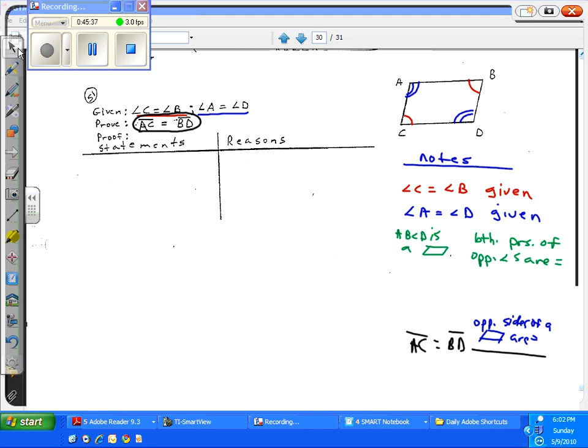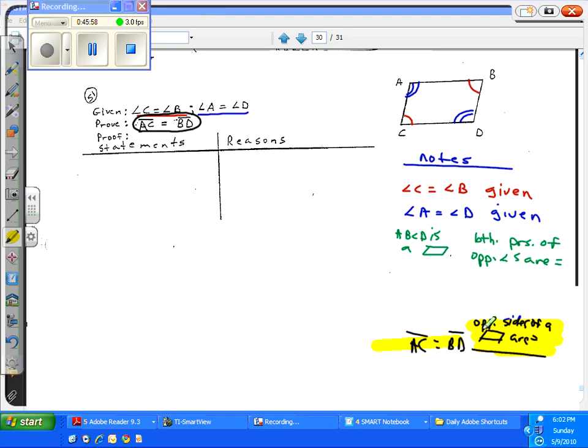Well, what I said to do is check your statements and reasons from the bottom up. So we're going to start doing that. We're going to try to see what statements are needed to justify that final reason. Opposite sides of a parallelogram are equal. Well, if I'm going to say opposite sides of a parallelogram are equal, I need a statement that says the sides are equal. There it is.